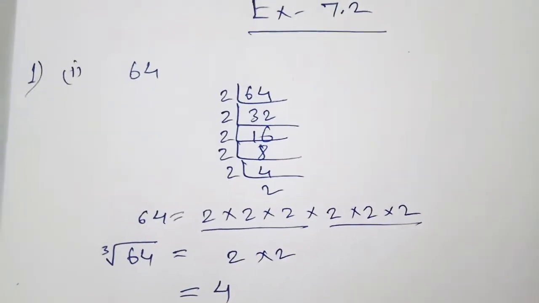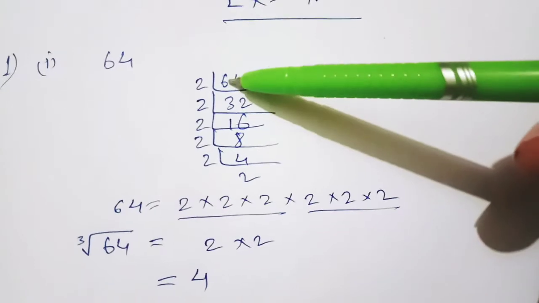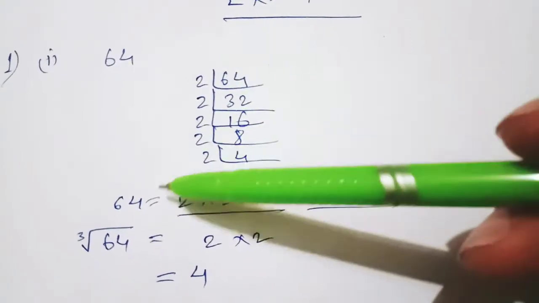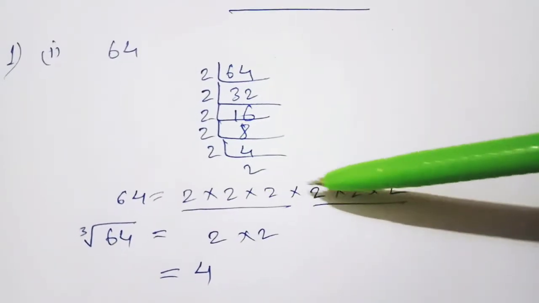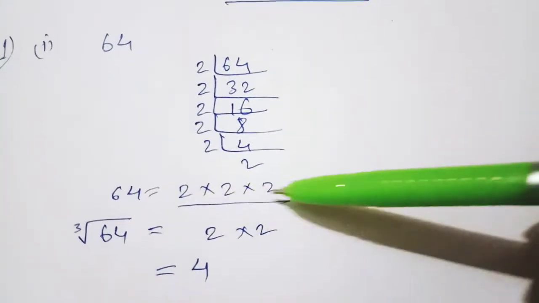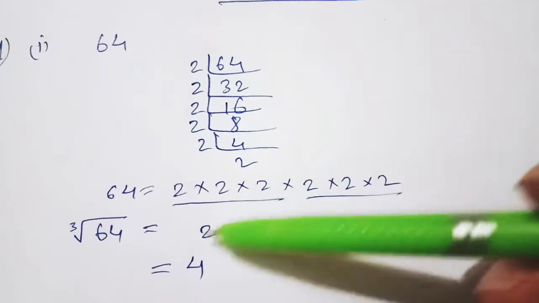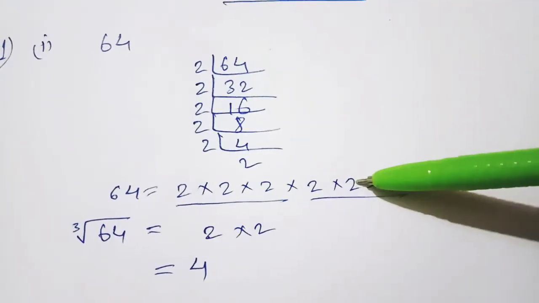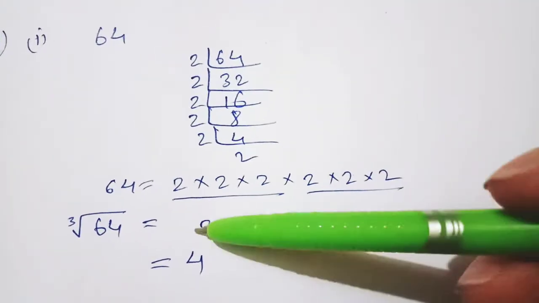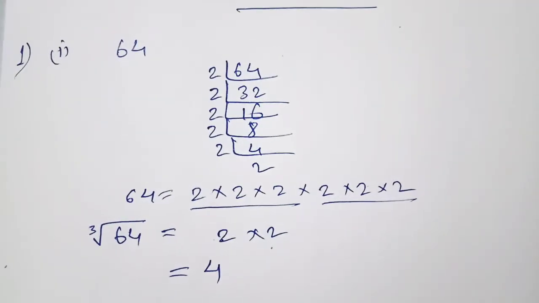All of you can see here I have solved the 64. You have to prime factorize 64, write all the prime factors in this way, and make groups of 3. This is three 2's and again three 2's. So for the first three 2's you write 1 time 2, and for the other three 2's you write 1 time 2. So 2 times 2 is 4. So the cube root of 64 is 4. Now understood? You have to show it like that.